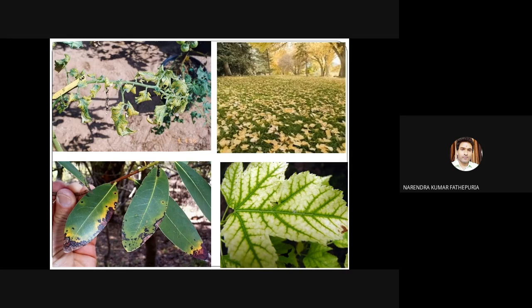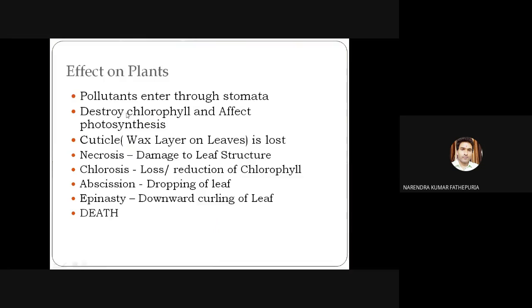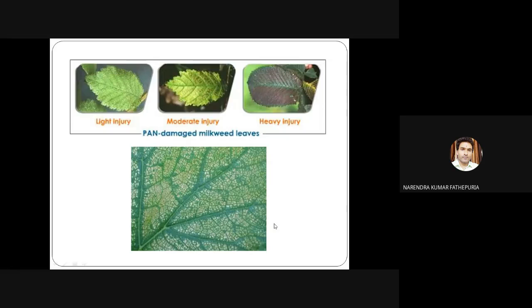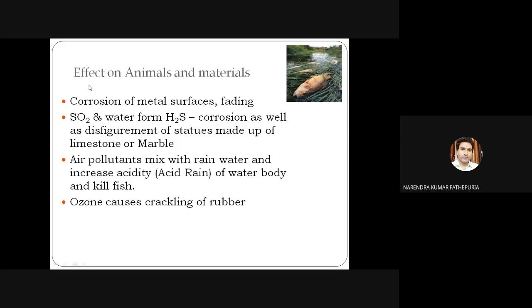You see that for various plants, right? So these are necrosis and chlorosis, abscission. These are epinasty. These are the various diseases, various impacts of air pollution. These are the injuries because of the PAN. PAN is damaging the milkweed leaves. Light injuries, moderate injuries, and heavy injuries. Okay. The effect on animals and materials is also severe.